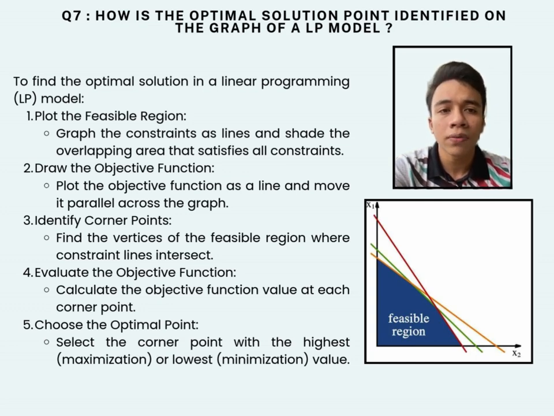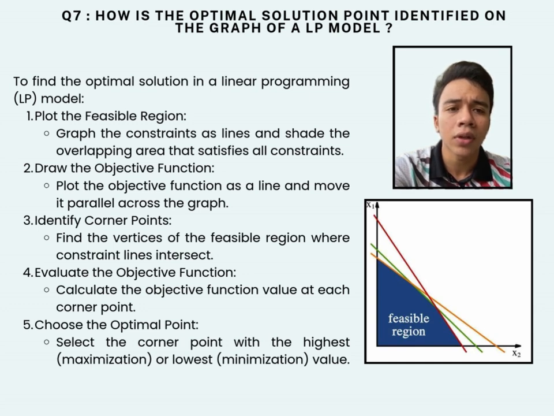Firstly, plot the feasible region. Graph all the constraints as straight lines, and shade the region that satisfies all the constraints. This we call the feasible region. Secondly, draw the objective function line. This represents the objective function, for example, z equals x plus y. As a straight line for a specific value of z, this line is typically moved parallel to itself across the graph.